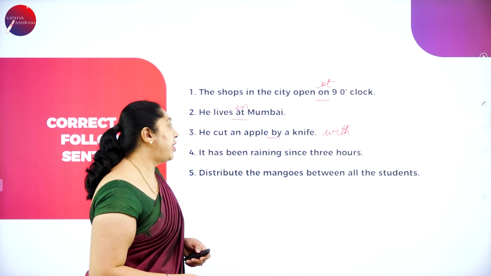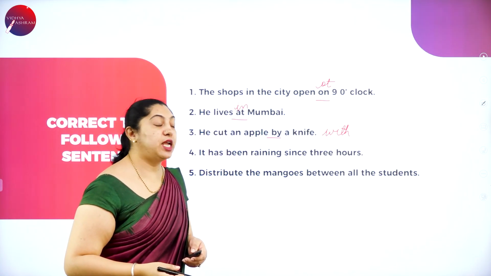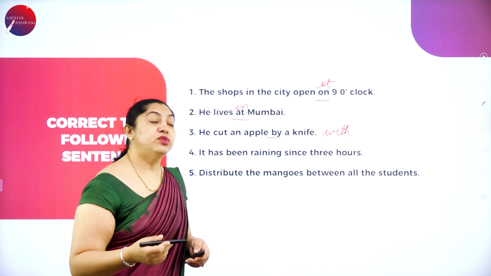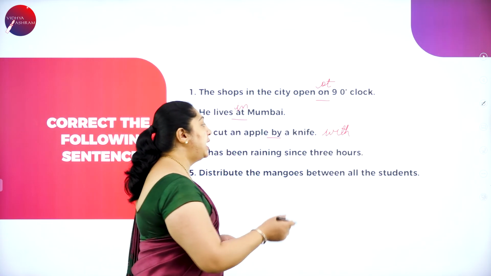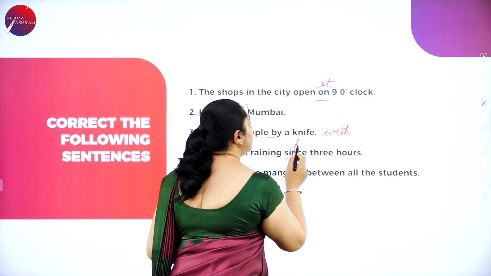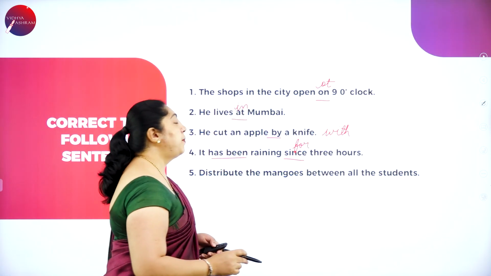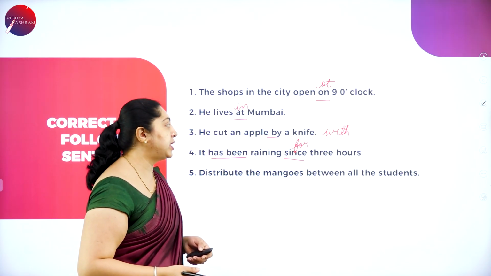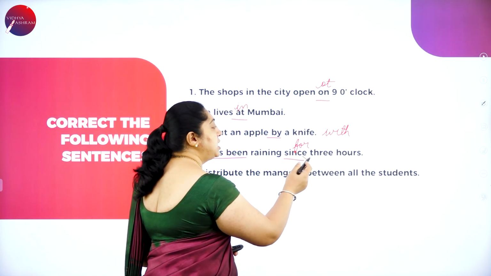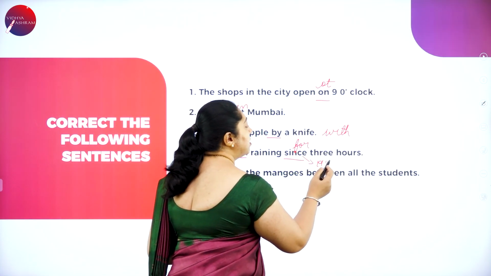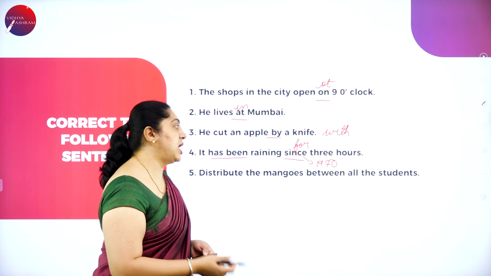It has been raining since 3 hours. So, for how many hours has it been raining? It has been raining for 3 hours. So, not since, it has been raining for 3 hours. What is for in the sense? It is in the present perfect continuous tense. So, it has been raining for 3 hours. As I told, since you will use before the years like this. When the years are mentioned, at that time you use the preposition since, but not here.